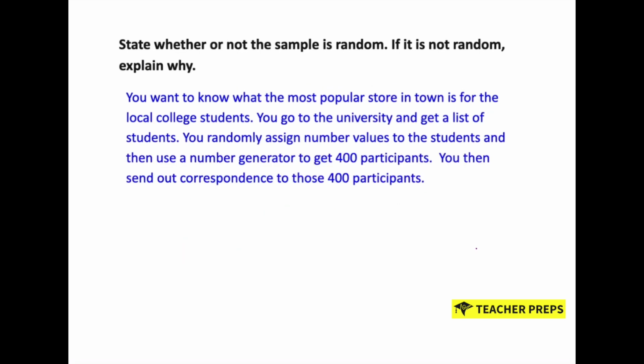Let's try another one. We're going to state whether it's a random sample or if it's not. And if it's not, we're going to explain why. This says that you want to know the most popular store in town for local college students. You go to the university and get a list of students. You randomly assign number values to the students and then use a number generator to get 400 participants. You then send out correspondence to those 400 participants. What do you think? Is this a random sample? The answer is yes. You randomly assign numbers, you use the number generator, and the number of participants is large. This would be a good sample for a dataset.